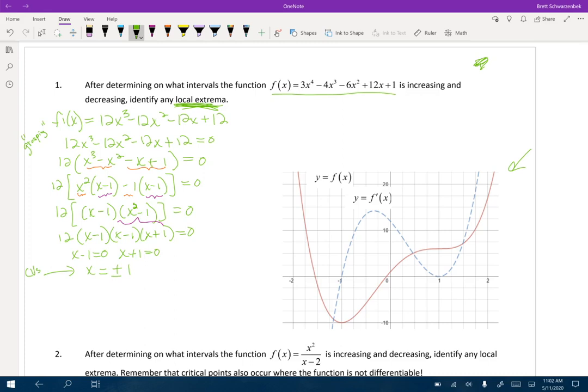We do start the same. We find the critical points, but the endpoints are out of the picture, and all we care about is that we could have local extrema at positive or negative 1.